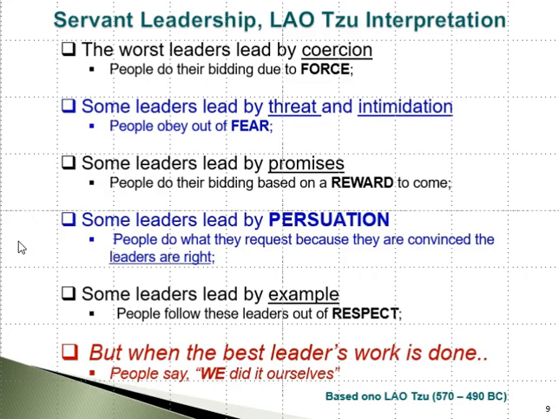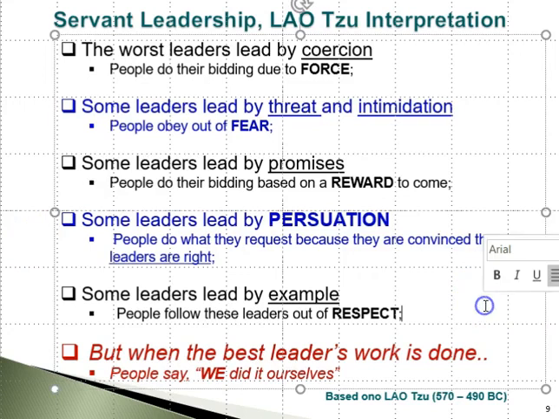There are also leaders who lead by threat and intimidation, and people obey them out of fear. Some leaders lead by promising their followers, and they try to do their bidding by rewarding people for things that might come in the future. Some leaders lead by persuasion, where they try to influence and convince others that they are right. Another type of leader leads by example. They're pace setters. People follow them because they respect what they've done.